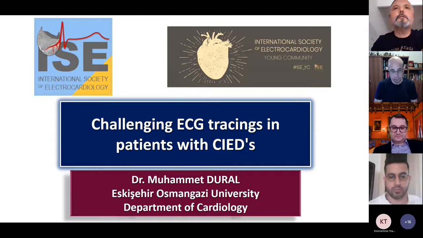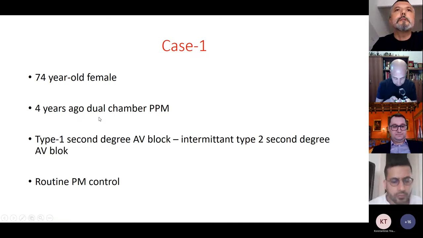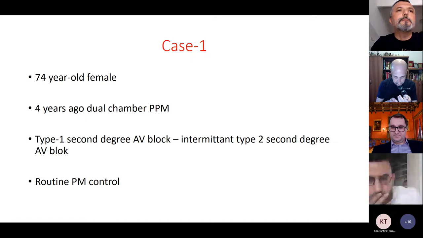First of all, thank you for inviting me to this meeting. I have presented three CIED patients with challenging ECGs. These cases are from Maastricht University Electrophysiology Department. First case, a 74-year-old female who underwent dual chamber pacemaker implantation 4 years ago due to type 1 and intermittent type 2 second degree AV block. She had no complaint, but before her routine pacemaker control, a pathology was seen in her ECG and she was consulted.